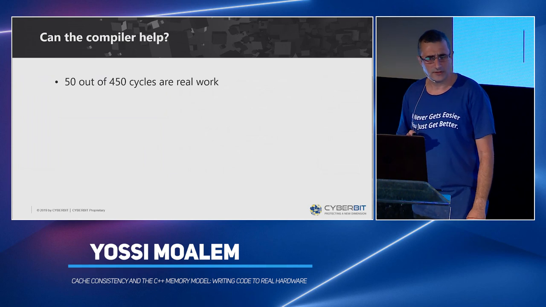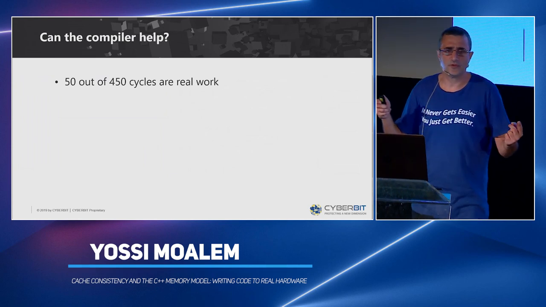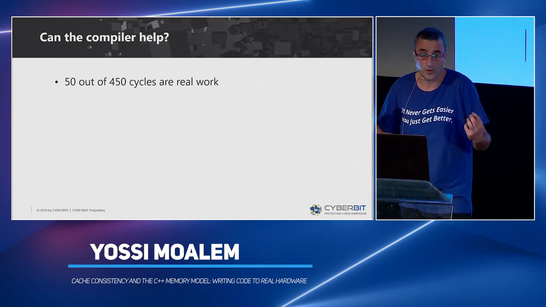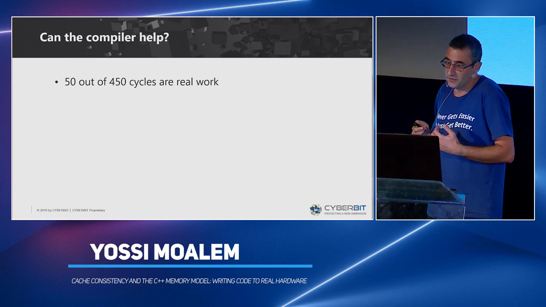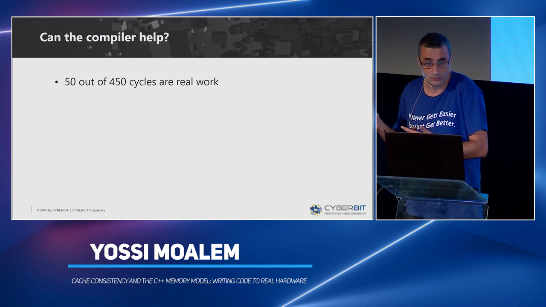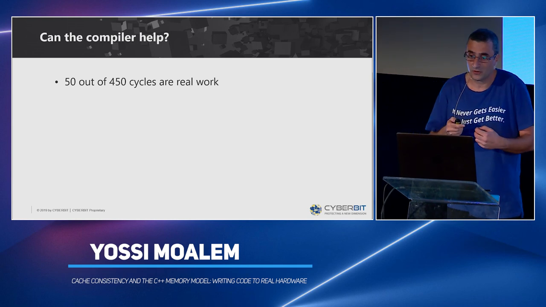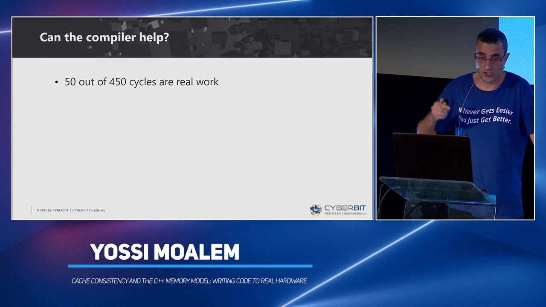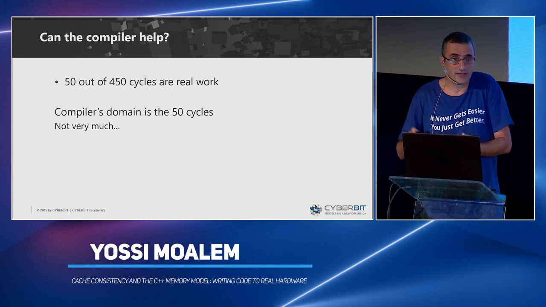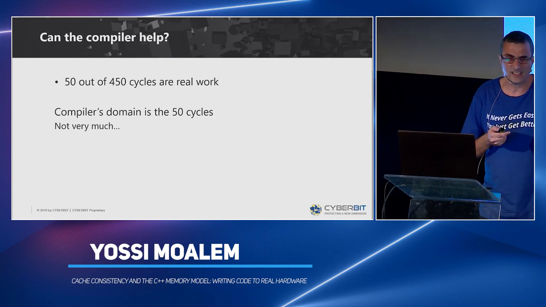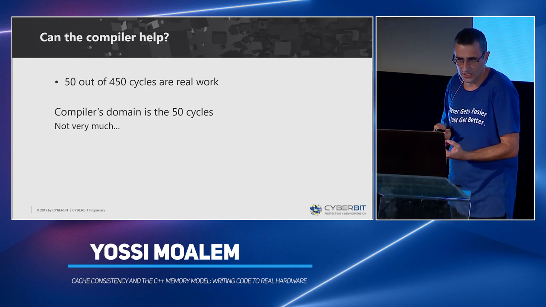Can the compiler help us here? Only 50 out of the 450 cycles are real work. Now, the compiler is not allowed to rearrange our data layout, and the compiler has very little control over the data fetching. So really, the only thing the compiler has to deal with is these 50 cycles, which is not very much.